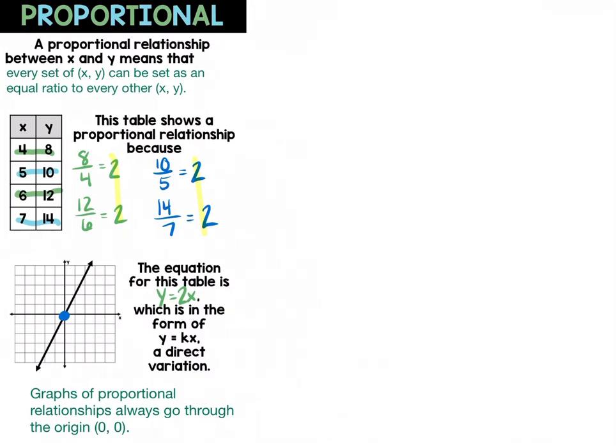So when we're checking if tables are proportional, we always set it y over x. If everything matches, then yes, they're proportional. If it's a graph, you're looking for, is it a straight line? Does it go through the origin? If those two things happen, yes, it's proportional. And then when you're looking at equations, does it fit the format y equals kx? Yes, then yes, it's proportional. If it doesn't fit that format, then no, it's not.